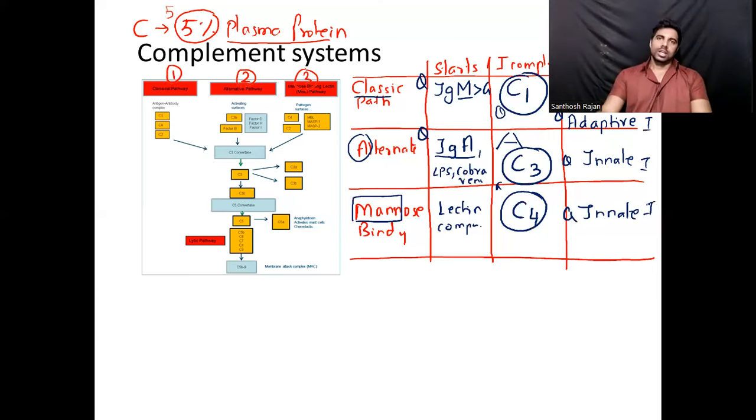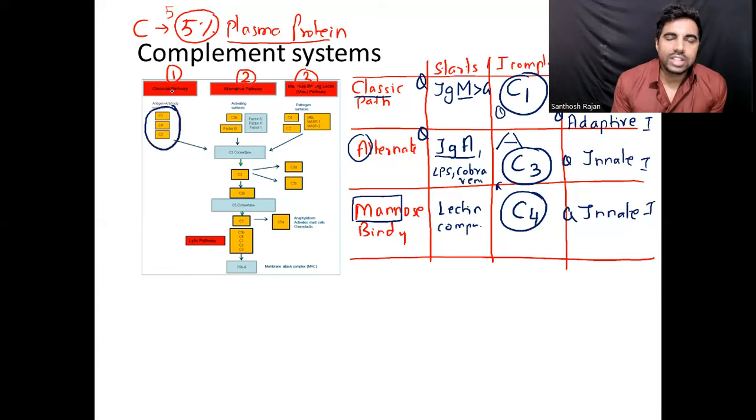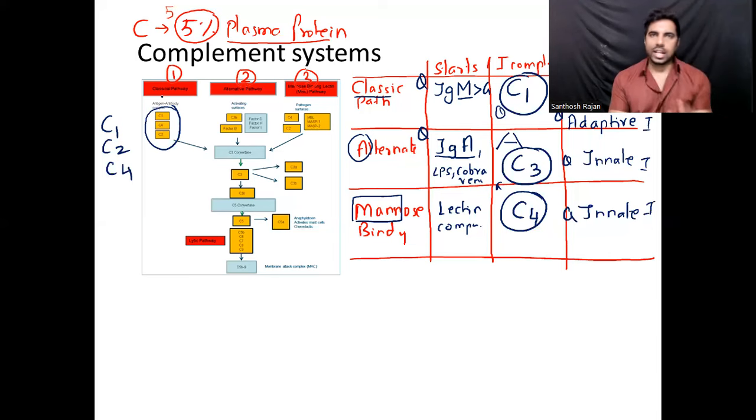Now, a little bit about the complement pathway exactly. In the classical pathway, you see the order of the complements activated: C1, C4, C2. So C1, then C4, but you write C1, C2, C4. These are the three coming in the classic pathway. You have to mug it up. No other option. Alternate.